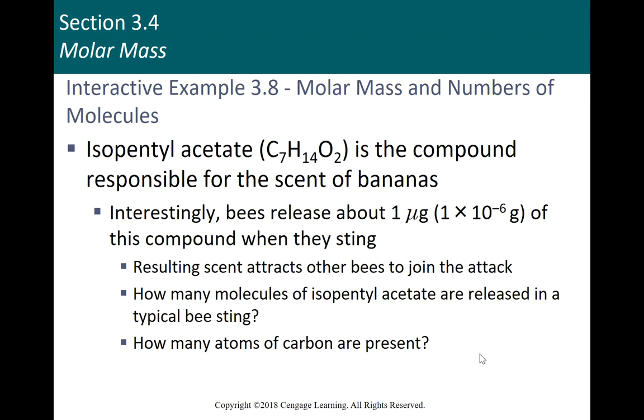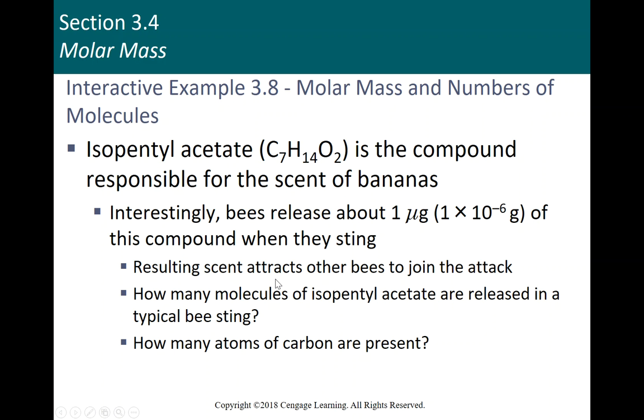Another molar mass question. Isopentyl acetate is the compound responsible for the scent of bananas. Interestingly, bees release about 1 microgram, or 1 times 10 to the negative 6 grams, of this compound when they sting. The resulting scent attracts other bees to join the attack.